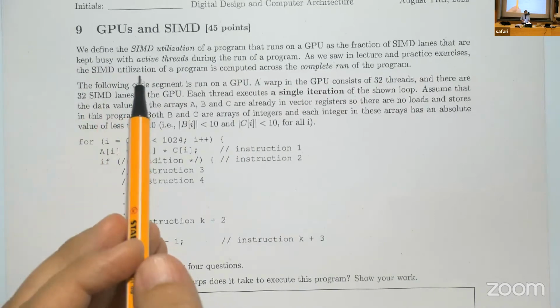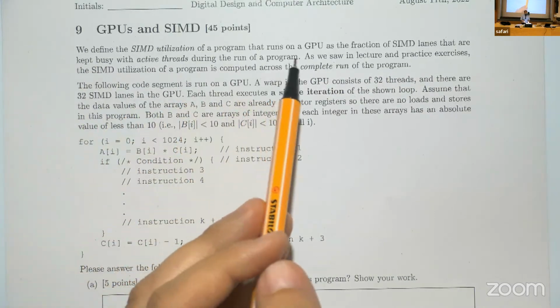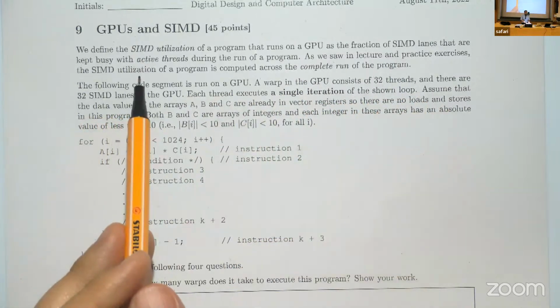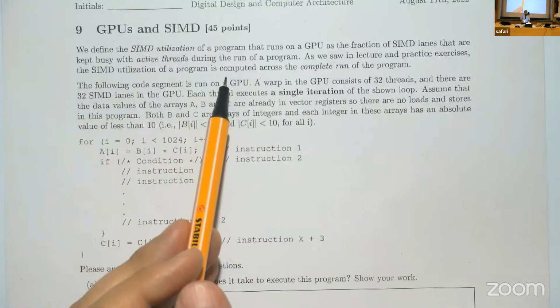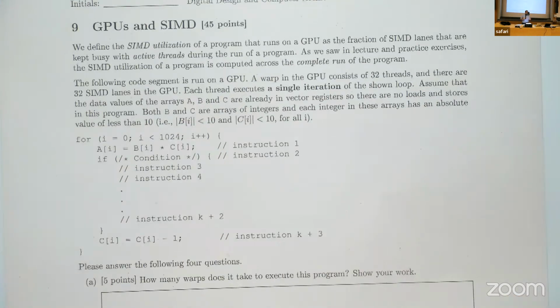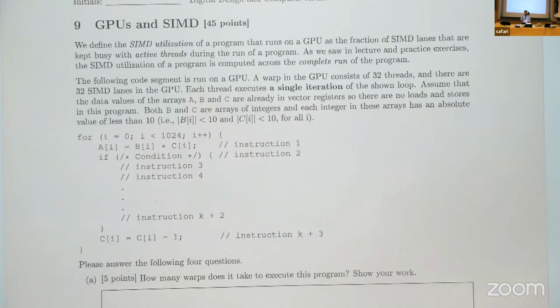We define the SIMD utilization of a program that runs on a GPU as the fraction of SIMD lanes that are kept busy with active threads during the run of the program. We should calculate it at the end of the application, not in the meantime.